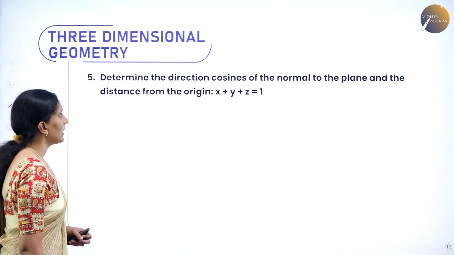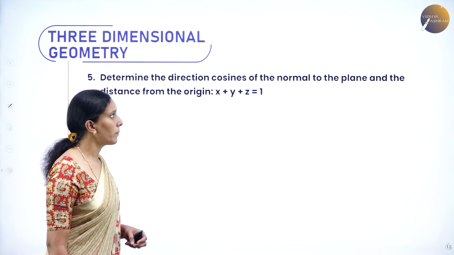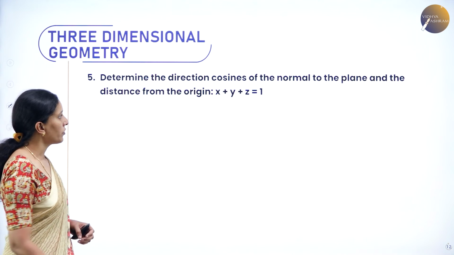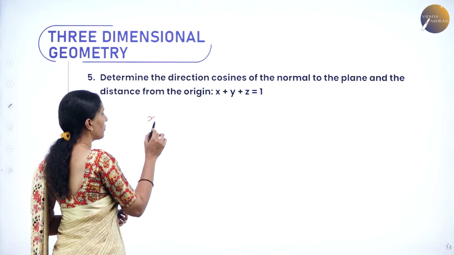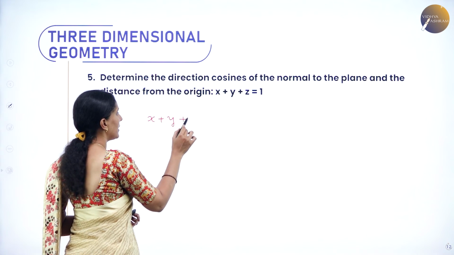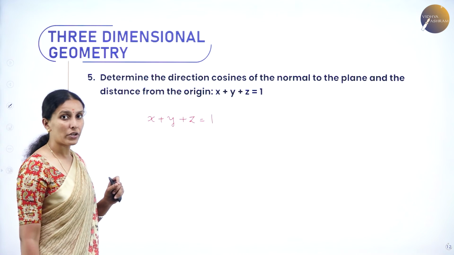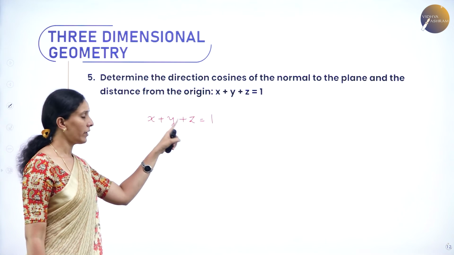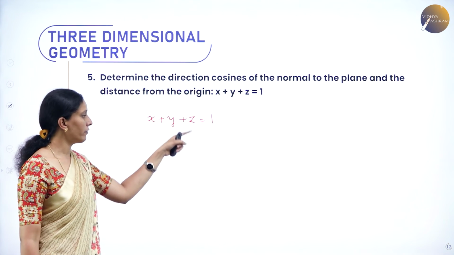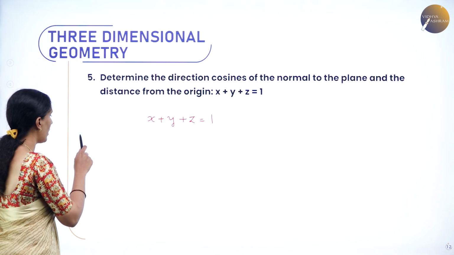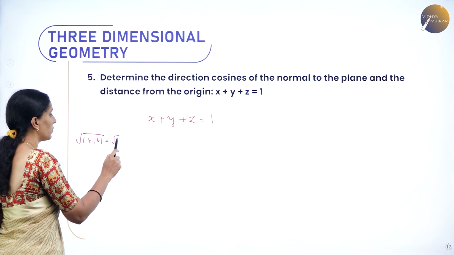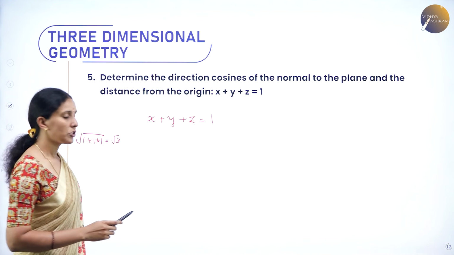Next, determine the direction cosines of the normal to the plane and the distance from the origin. So we have here the Cartesian form, that is x plus y plus z is equal to 1. Again, to convert this into the normal form, I need the values of the components of x, y, z. So here we have 1, 1, 1. That is the square root of 1 plus 1 plus 1, which is equal to root 3. So divide the equation by root 3.